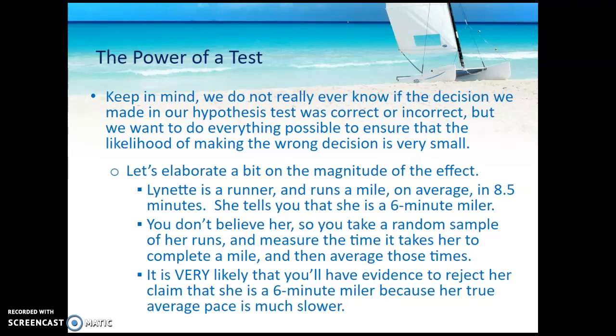Now keep in mind, we really never know if we made the right decision or not. We just either have really strong evidence that we did or not. So keep that in mind. We're hypothesizing. These are the things that can happen. We can make the right decision, but we can possibly make the wrong decision. We, in reality, are never 100% certain that the decision we made was right. Okay?